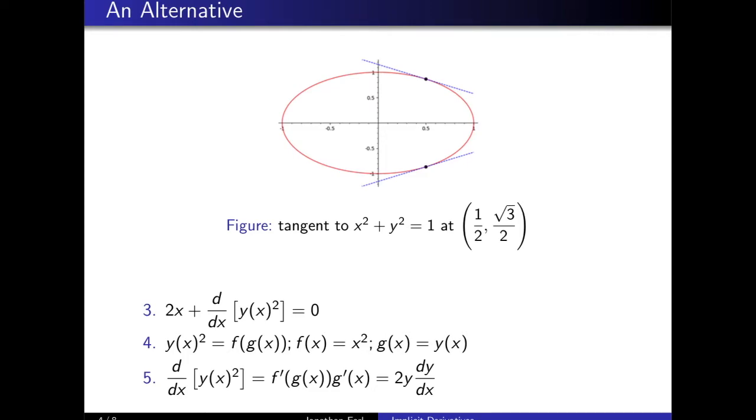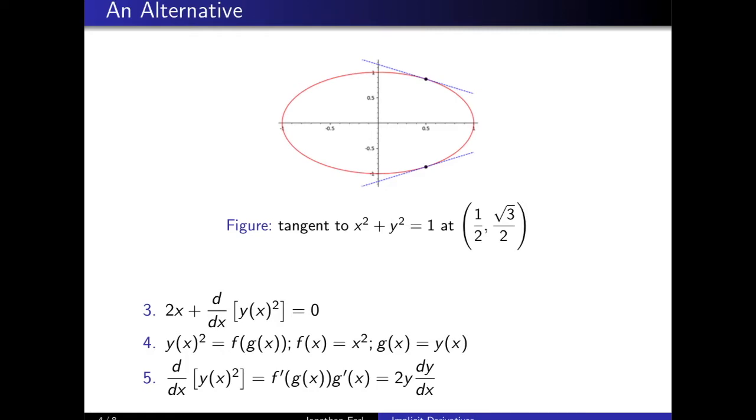Okay, so y squared, we can look at as a function composition. So our outer function is going to be f of x equals x squared, and our inner function is just going to be g of x equals y. So in this case, from our chain rule, we'll get f prime of g times g prime. g prime is just going to be dy by dx, or y prime again. I'm kind of mixing notation here, but it all means the same thing in the end.